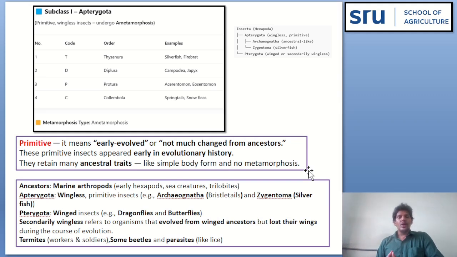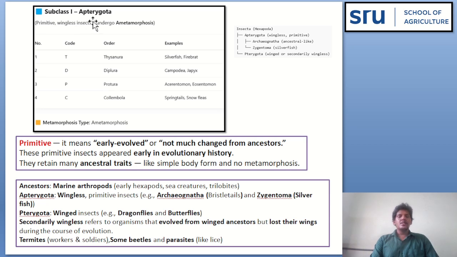Now I am giving all the 29 orders along with their examples. Subclass 1, Apterygota, these are the primitive wingless insects. Primitive insects means they evolved very early and have not changed much from their ancestors, they look like the ancestors only. These primitive insects appear early in evolutionary history. They retain many ancestral traits like simple body form and no metamorphosis.